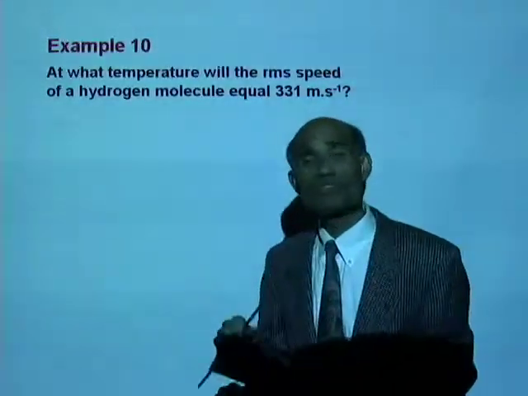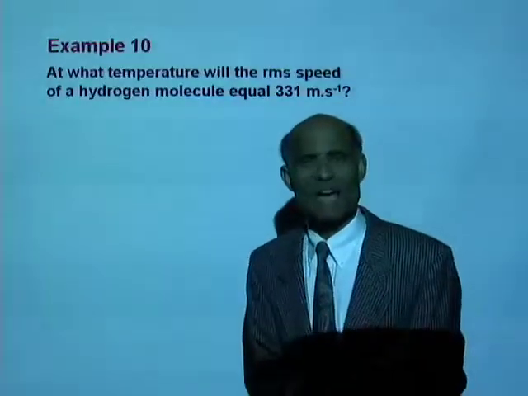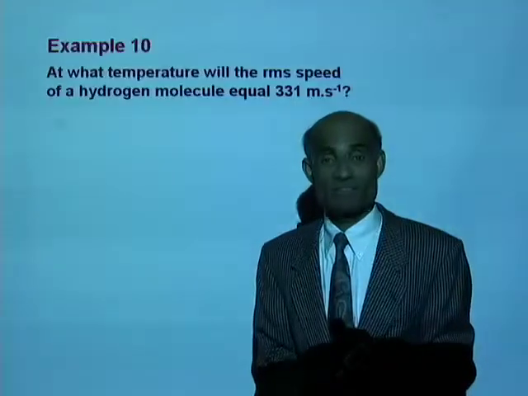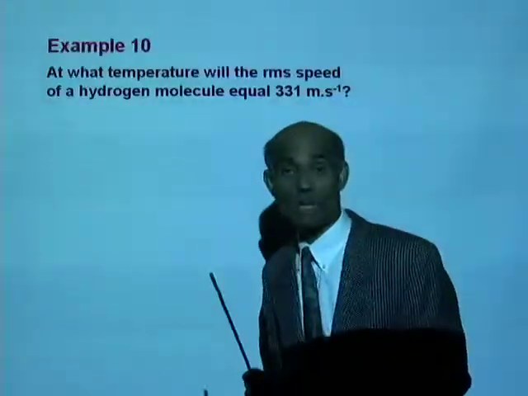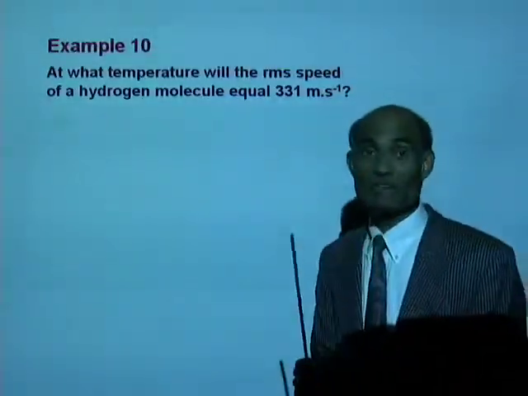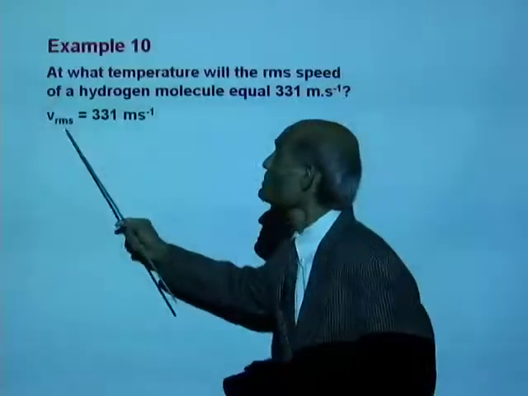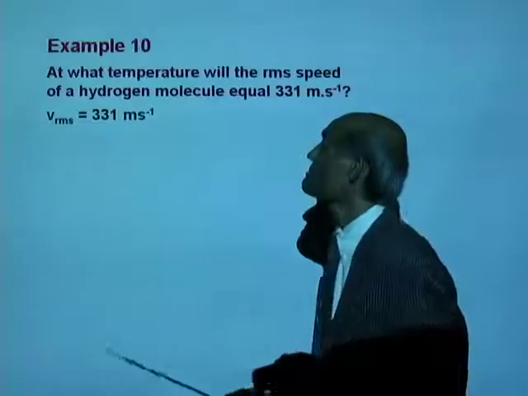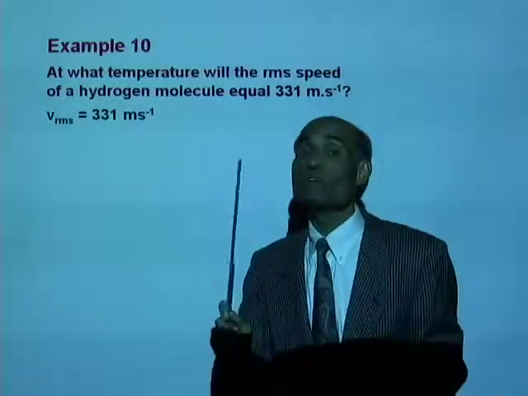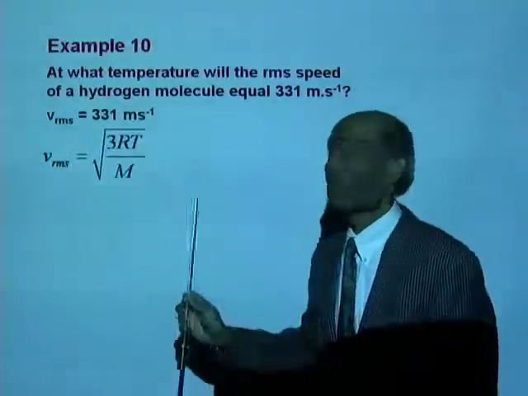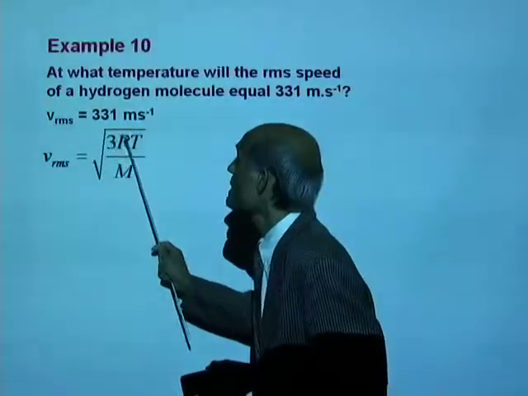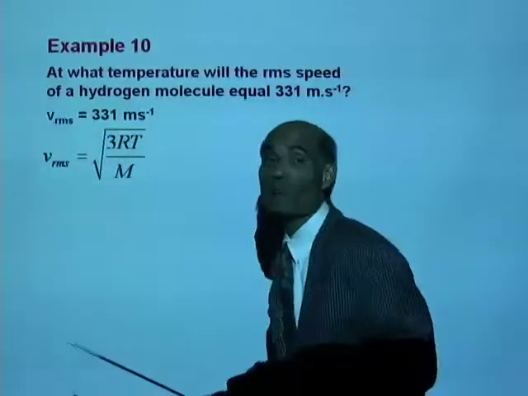Now, what is the molar mass of hydrogen? Do you have any idea? Well, if you look at the periodic table, it will give you that value. The RMS speed is given to us as 331 meters per second. We need to find the temperature. Vrms is the square root of 3RT over M.